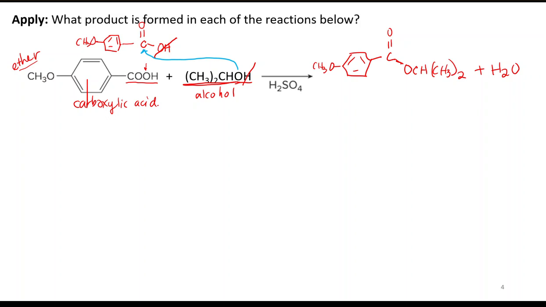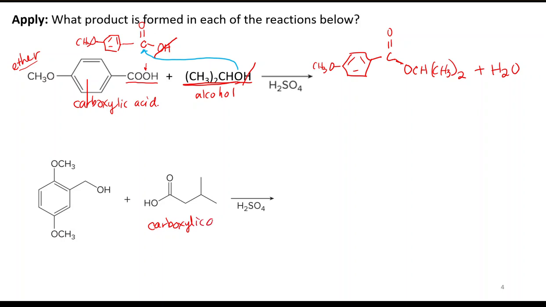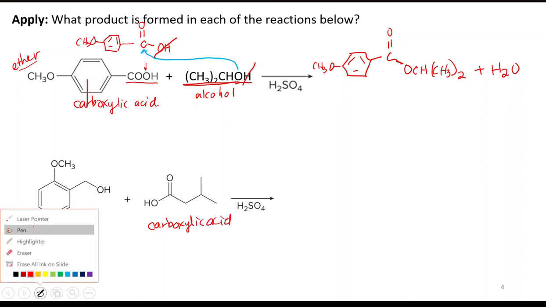Let's do another example. Okay, here are my 2 reactants. I need to predict the product. So the first thing I do is recognize or identify which is the carboxylic acid. I see I have a carboxylic acid on this side. And again, how I know it's a carboxylic acid is because of this group here. Then let's look at the one on the left-hand side.